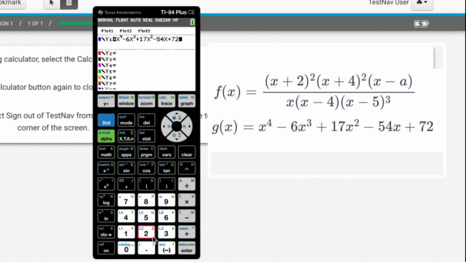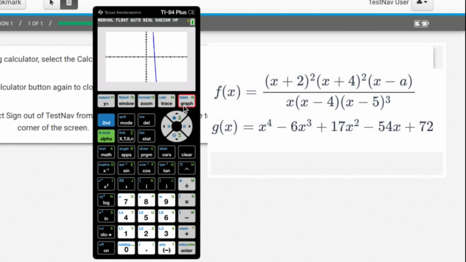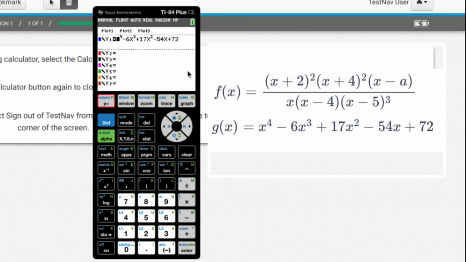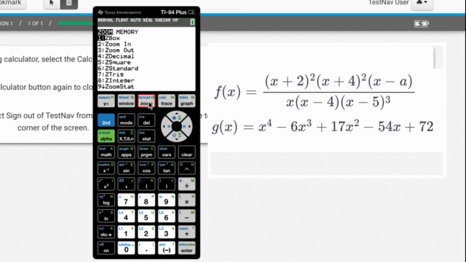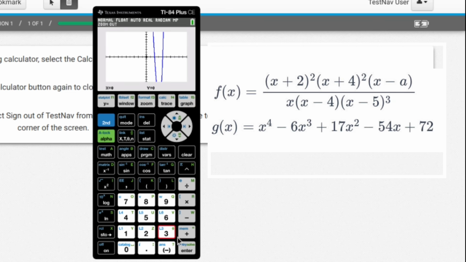Let me just double check, make sure I didn't make any typos, because that would derail the entire problem. I'm good. Let's graph. Now this is a quartic. I'm expecting it to hit my x-axis 4 times because it's a quartic. When I go to graph, it doesn't look like a quartic. So let me zoom out to make sure I'm not missing anything. If I hit zoom out and hit enter, I am not missing anything.